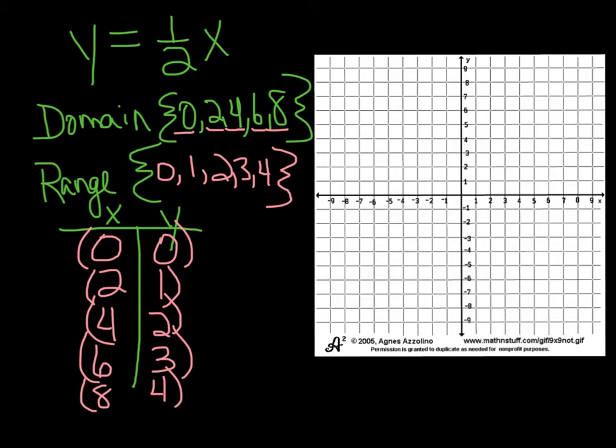We have the ordered pairs 0, 0, 2, 1, 4, 2, 6, 3, and 8, 4. Now you've taken an equation that has a given domain, substituted those values in for x, and the answers were your range. That gave you a whole set of ordered pairs that you could put on a coordinate plane.